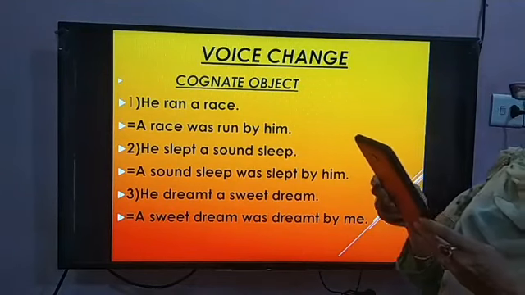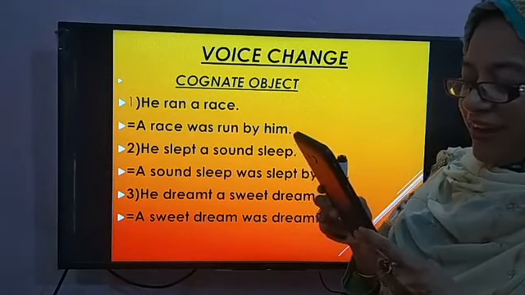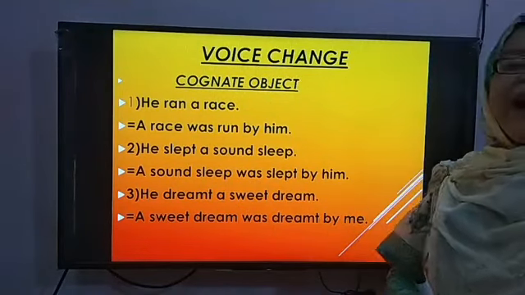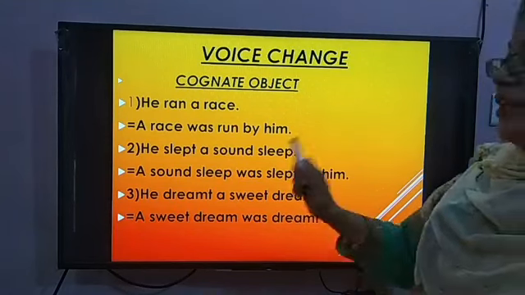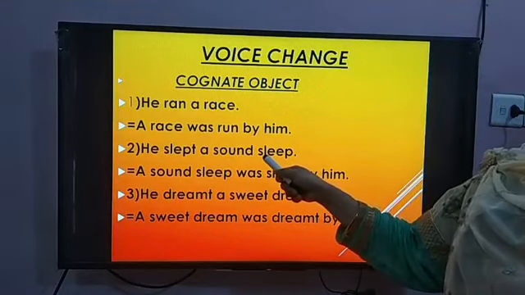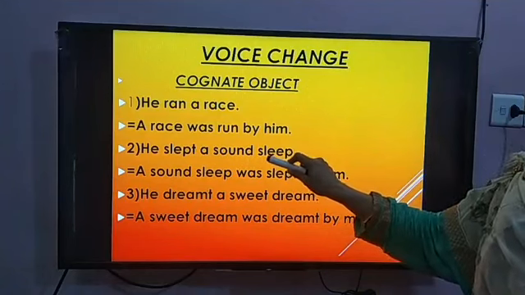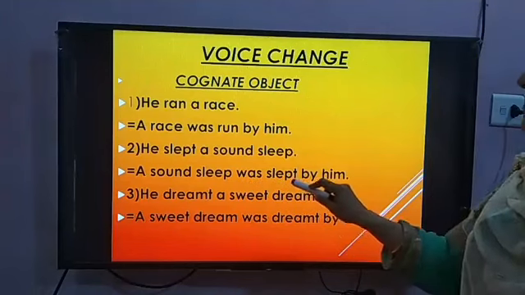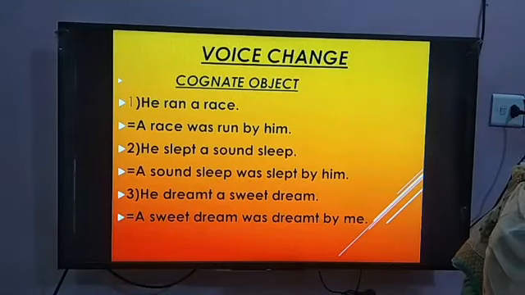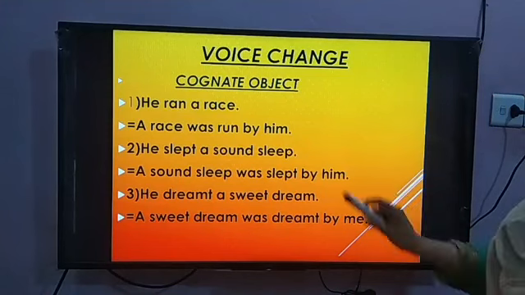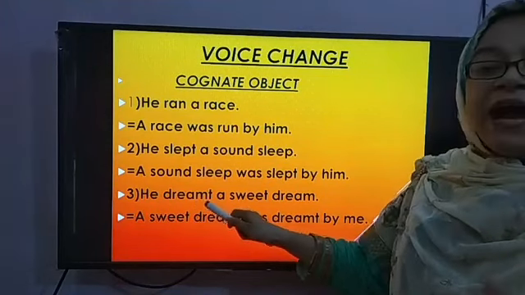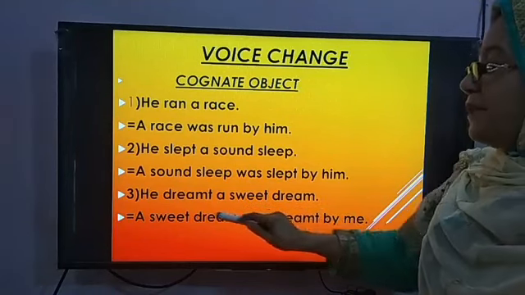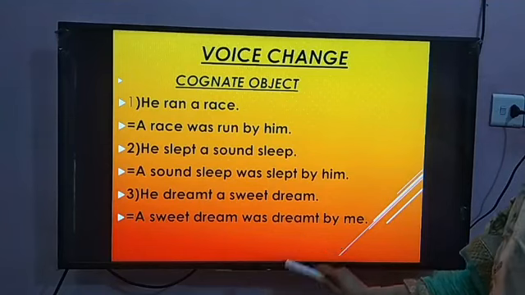Okay, dear students, thank you. All of you are very serious. Okay, dear. The next one, he slept a sound sleep. The object becomes the subject when we turn it into passive: a sound sleep was slept by him. The next one, he dreamt a sweet dream. The subject will be a sweet dream. A sweet dream was dreamt by him.